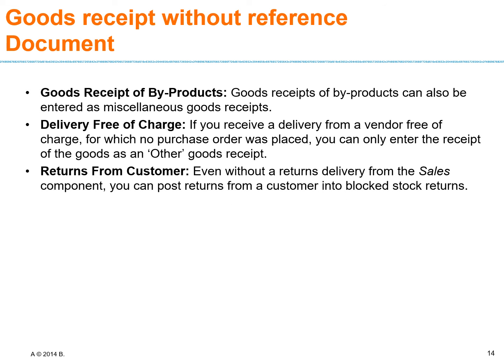Goods receipt by-product can also be entered as miscellaneous goods receipts. If there is any product which is delivered without any information or confirmation, you can enter that good in your inventory. Delivery free of charge: if you receive a delivery from a vendor free of charge for which no purchase order was placed, you can only enter the receipt of the goods as other goods receipt. Then return from the customer: if any product is returned from the customer, you can enter that product in the stock return, blocked stock return, which can be used at a later stage.